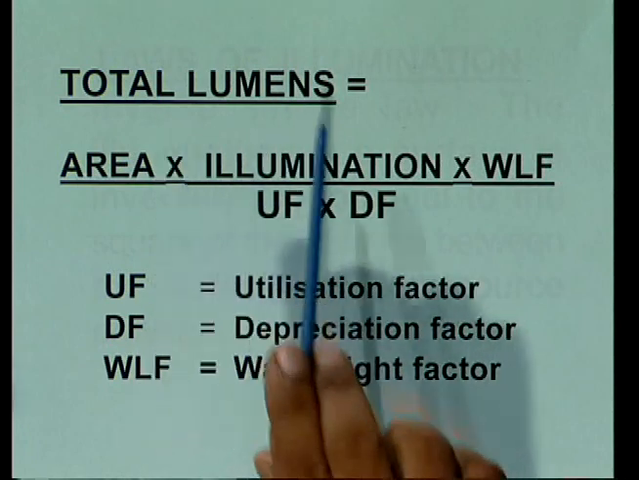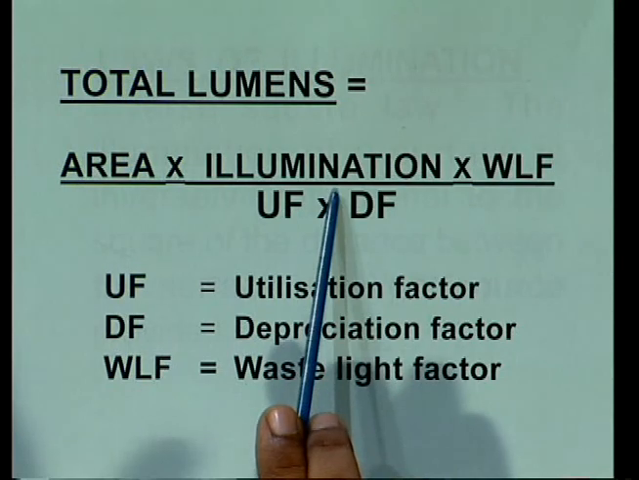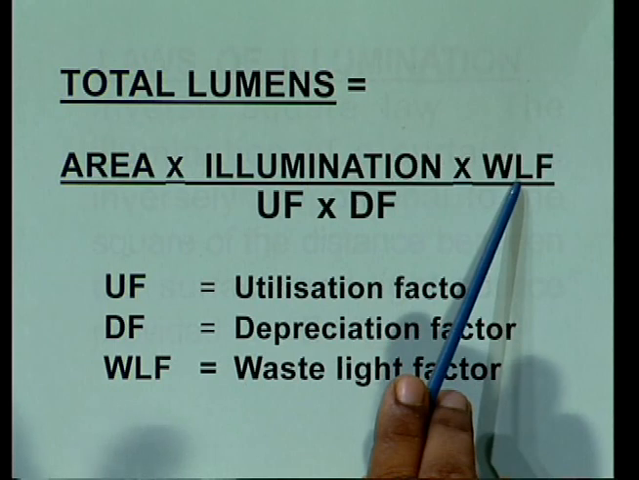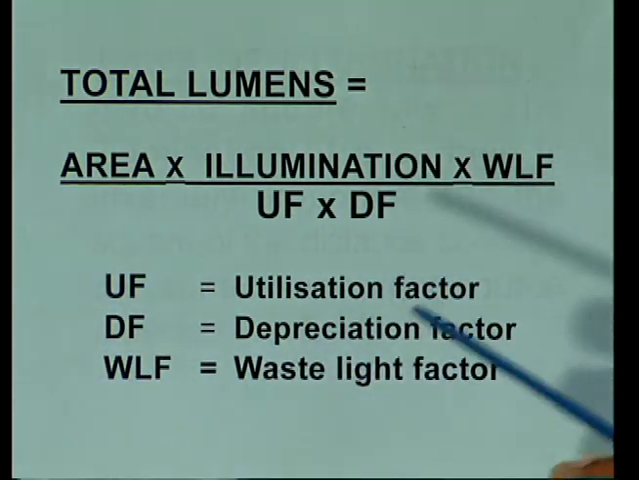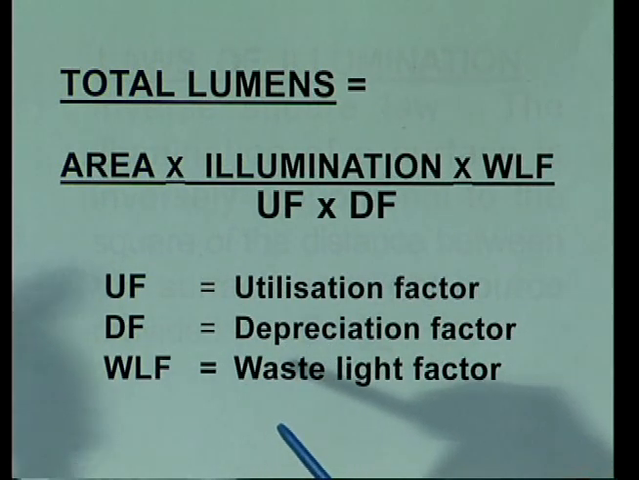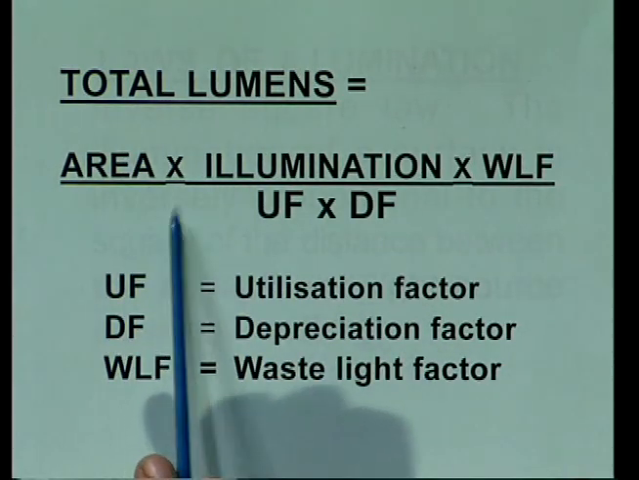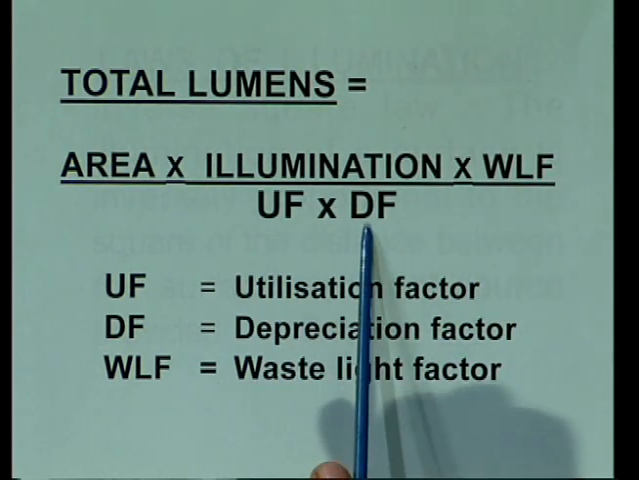So, that is total lumens, and the total lumens is not useful on the object. There will be some waste light factor. So, we have to consider waste light factor, and after considering waste light factor, this total lumens is not useful on the object. So, utilization factor you have to consider, and depreciation factor also we have to consider. Therefore, total lumens equal to area of the plane into illumination into waste light factor divided by utilization factor into depreciation factor. Now, laws of illumination.